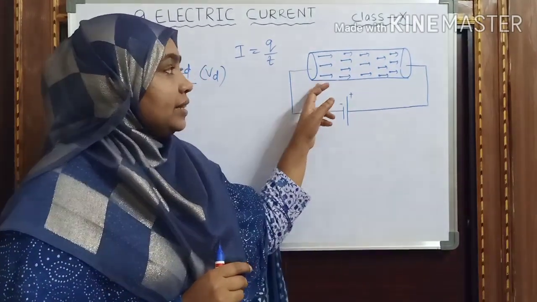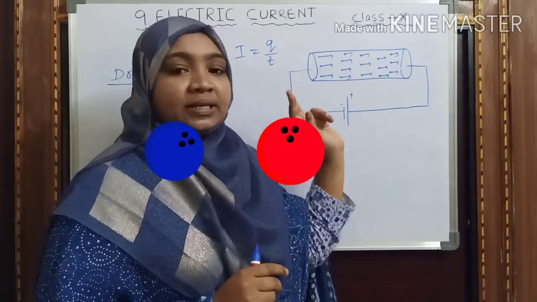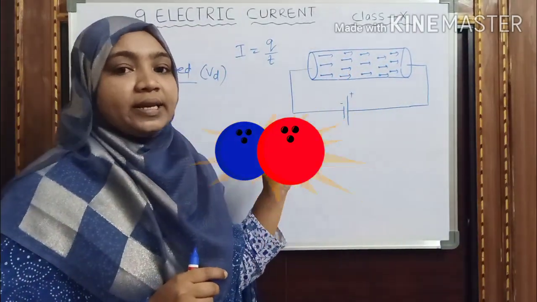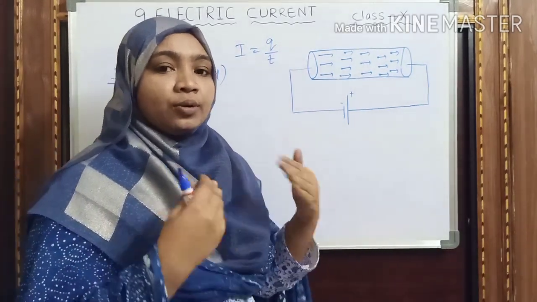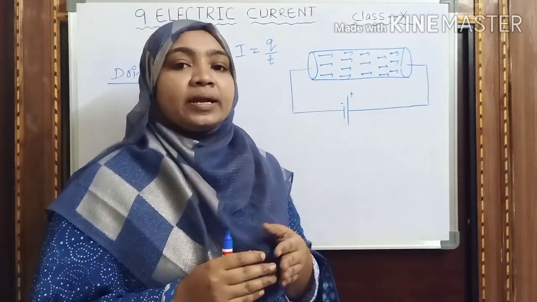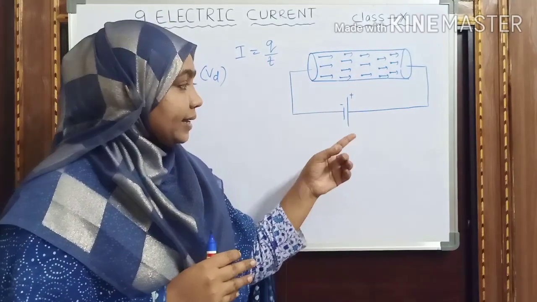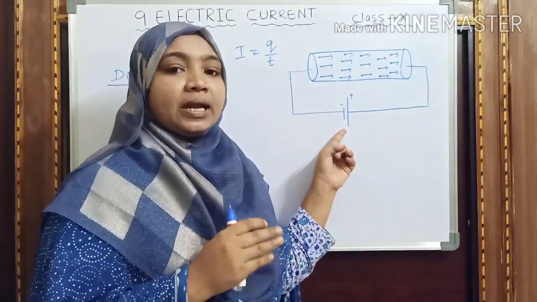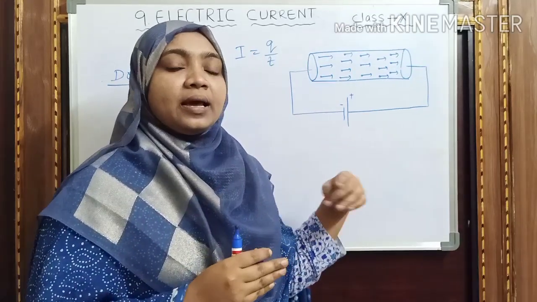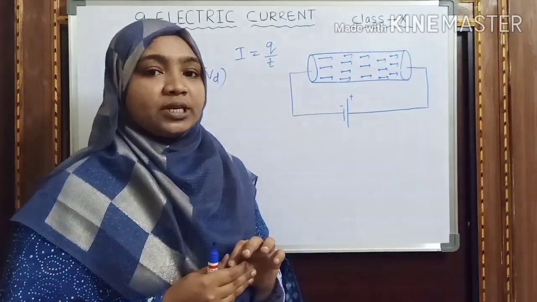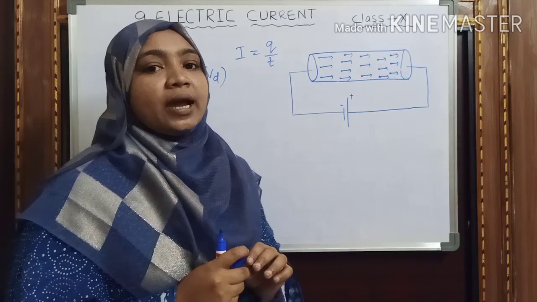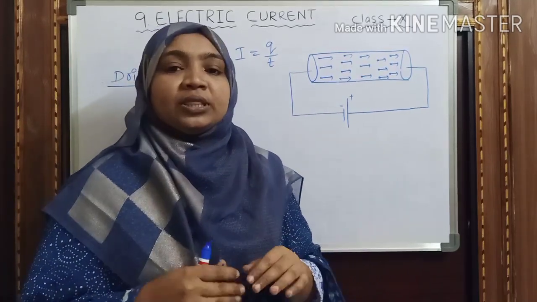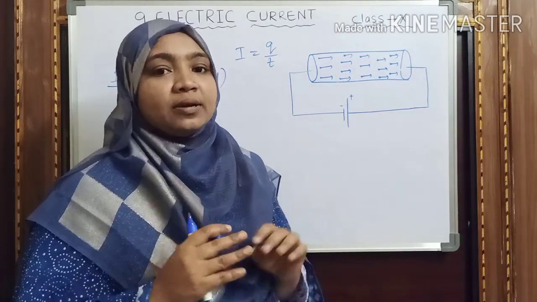Okay, so while these charges move in the conductor, they collide with positive ions which are already there in the conductor. By the collision, they lose energy and come to halt, and again they are accelerated by this battery, so that they gain energy and start to accelerate, and they again collide with positive ions and lose energy and may come to halt, and again they are accelerated by the battery. So in this way electrons can move along the conductor.